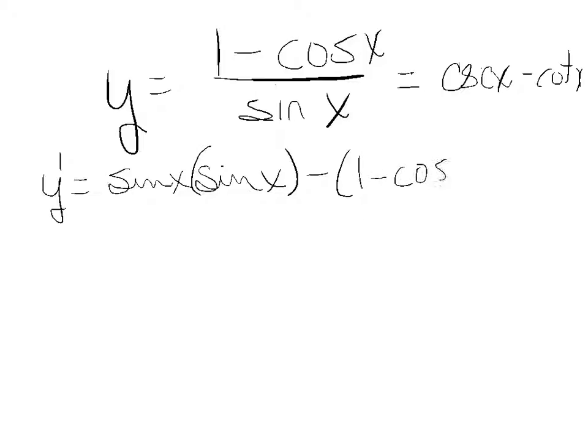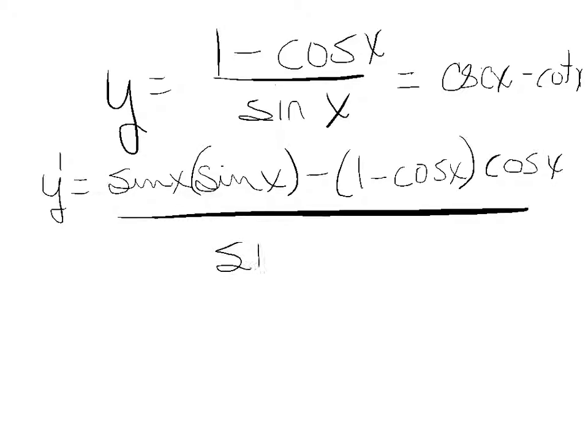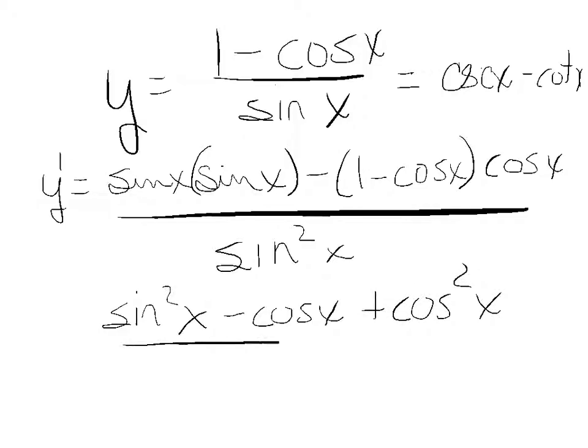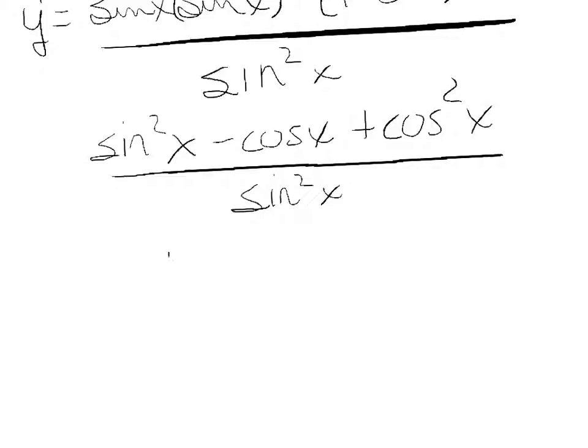Okay, 1 minus cosine x, and the derivative of the sine is cosine, over sine squared x. All right, so here we've got sine squared x minus the cosine of x plus cosine squared x over sine squared x. I distributed the negative in the front: cosine minus cosine squared. Correct. Sine squared x plus cosine squared x equals 1. So we have 1 minus the cosine of x over sine squared x.